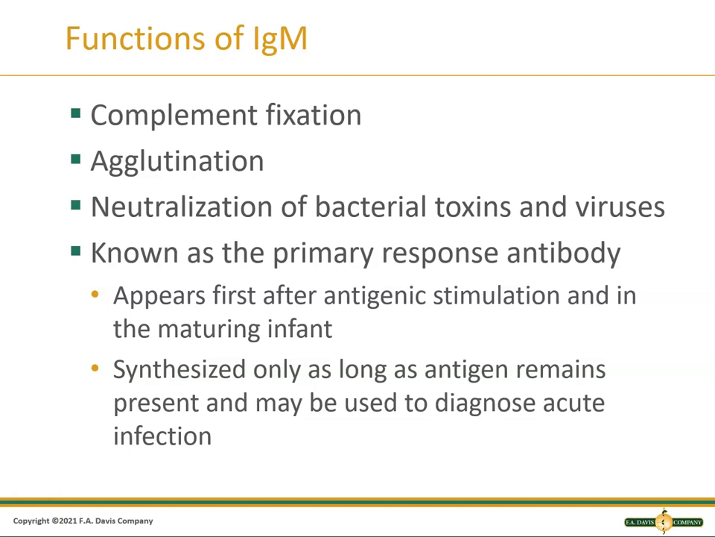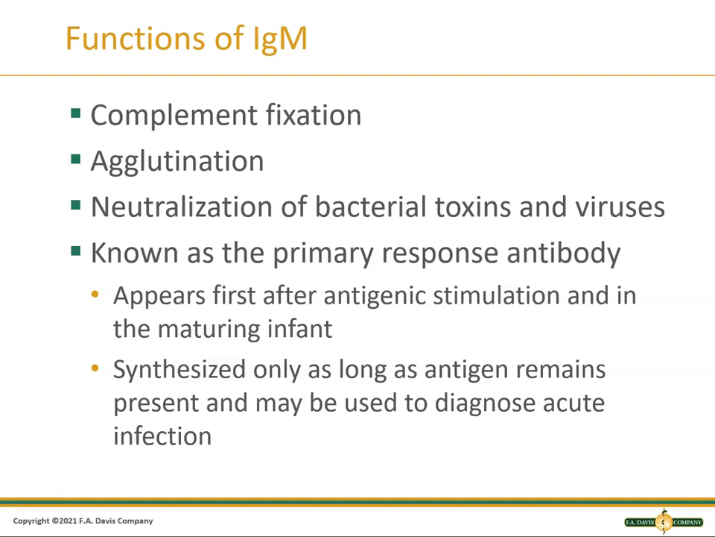In other words, when you first get exposed to, we'll say, a virus, the first antibody that is produced is IgM. So once your body goes through antigenic stimulation, this is the first antibody that will be produced. It's also the first one in an infant that's actually produced. So IgM will be made as long as the antigen remains present, but it usually very quickly goes away.